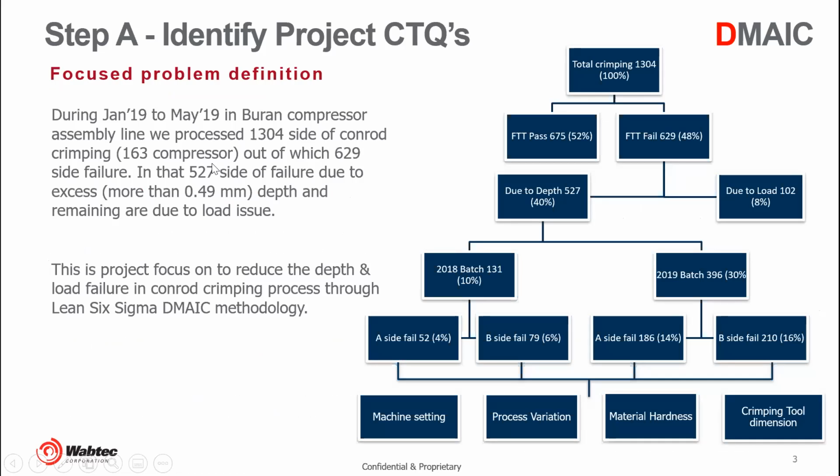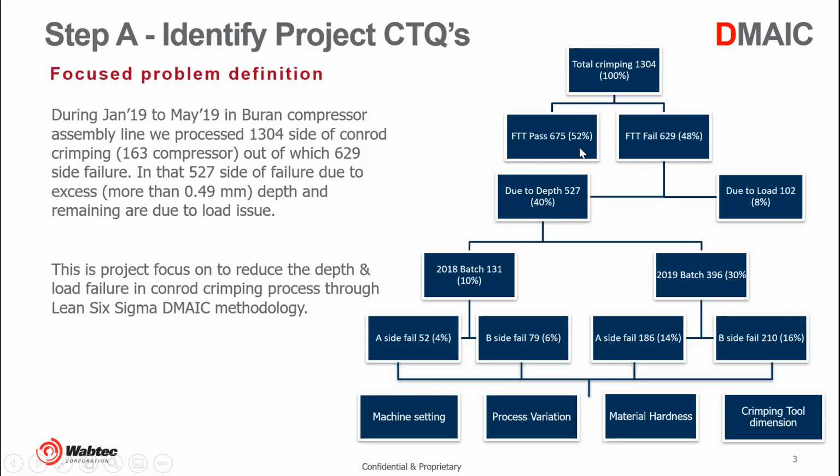What was happening was that we had seen in the Buran compressor, which is the pneumatic compressors used in railway coaches and in metros, wherein we had done 1,304 sides of conrod crimpings for 163 compressors, out of which 629 sides failed, and in that 527 side failures were due to excess depth or due to the load issue. On the right side, if you see, we took these 1,304 crimpings we had done: 675 of them passed and 629 of them failed.